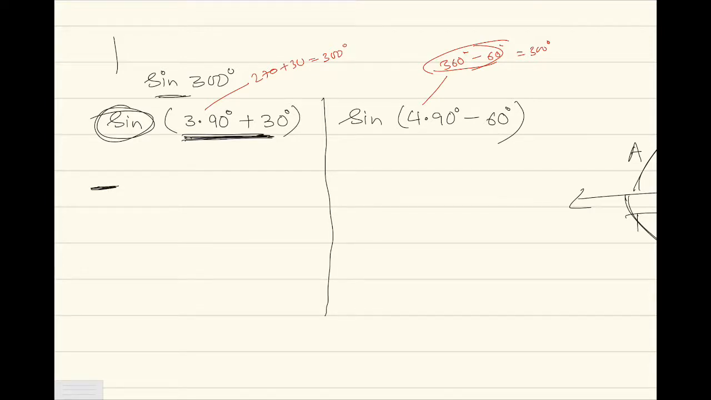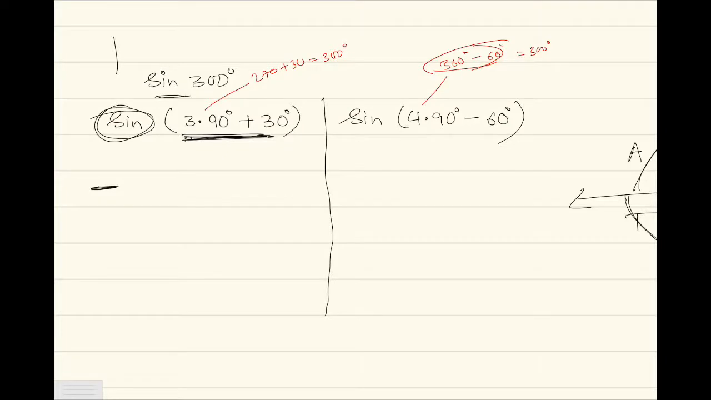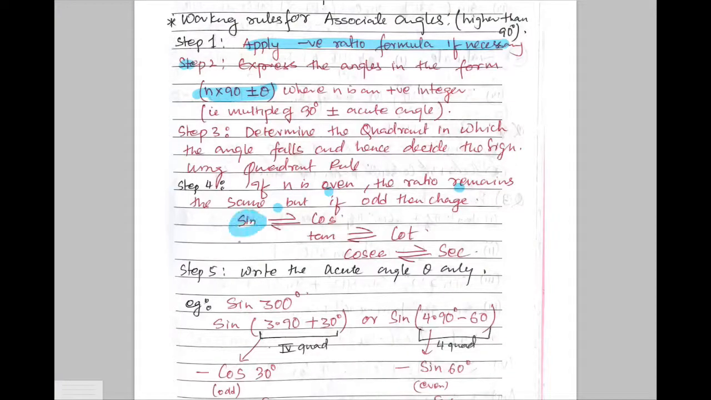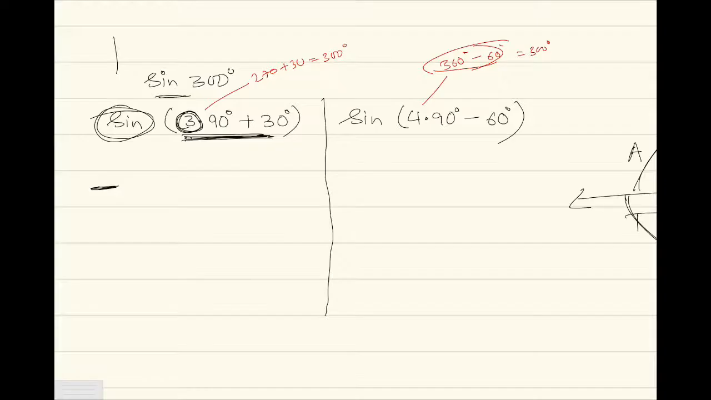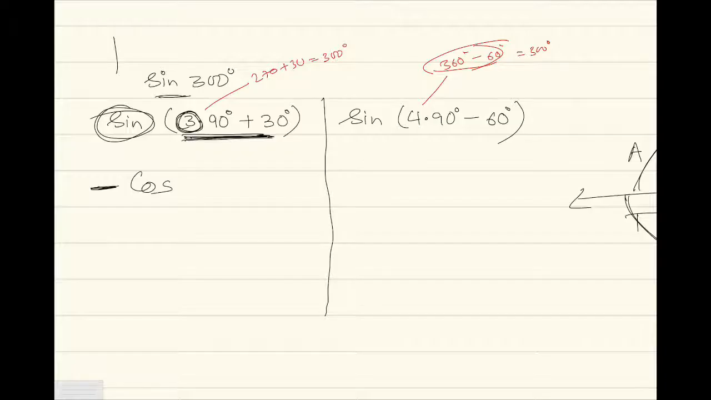Got it? Then the next step says okay, if n is even, the ratio remains the same, but if it is odd, then change sine to cos, cos to sine, etc. So what is the multiple here? It is the odd multiple. If it happens to be odd, sine changes to cos. So now this sine changes to cos. I have done that. And lastly, write the acute angle, only theta. This is the acute angle I'm talking about. So I'll simply write here 30 degrees.